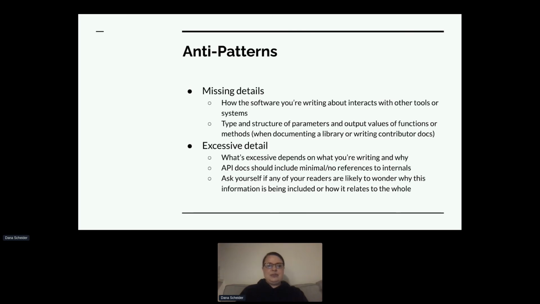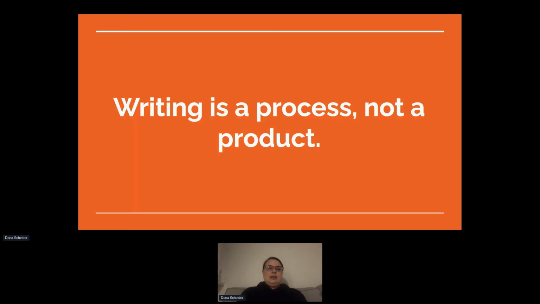Generally, as a rule of thumb, if you're writing API docs, you want to include minimal to no references to internals. Ideally, you don't want your users to care how your stuff works. They just should know how to use it. So it's a good practice to ask yourself if anyone is likely to wonder why you're including the information, and then you can either include an explanation of that or you can remove the information if you determine that maybe you're not including it for a very good reason.